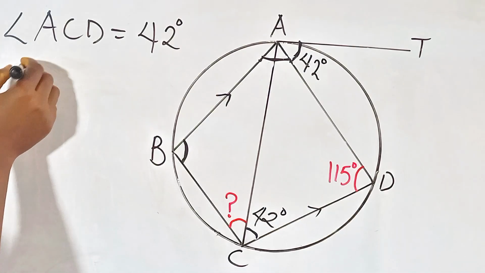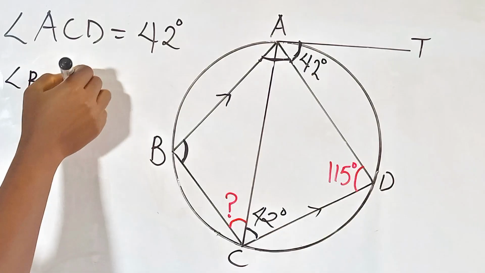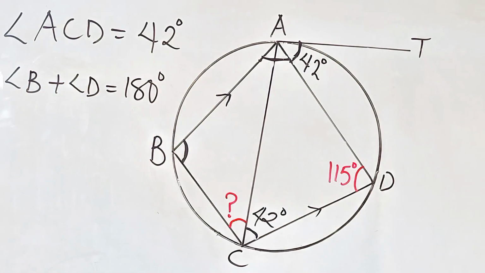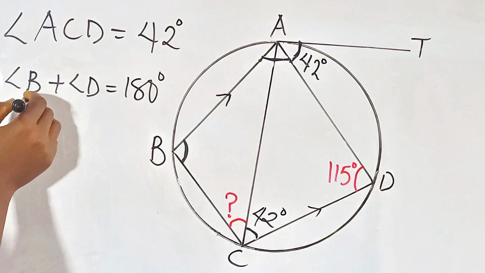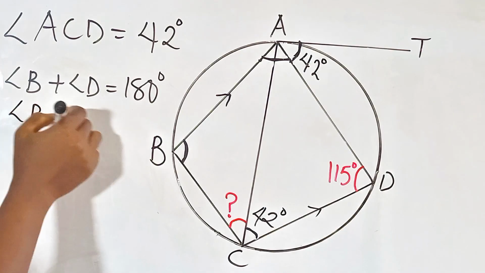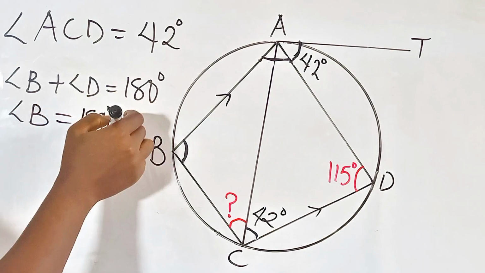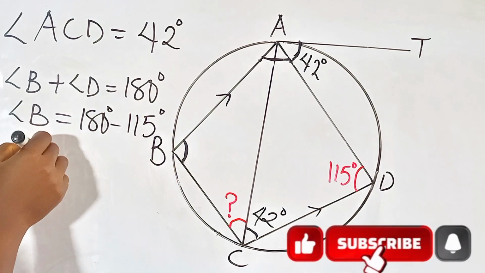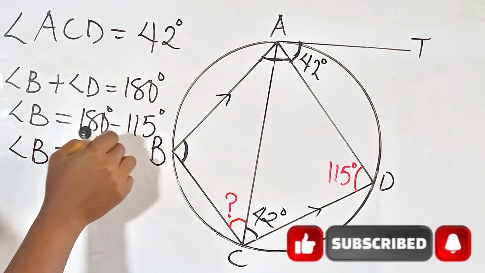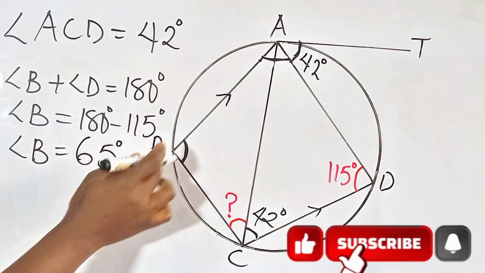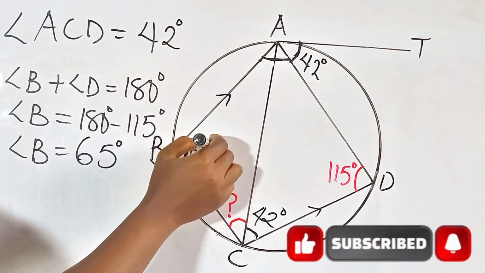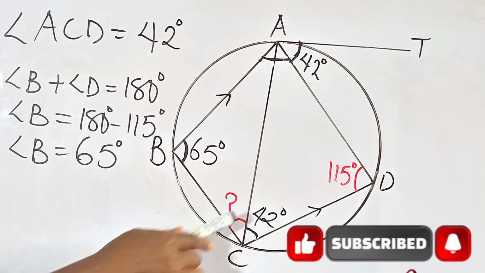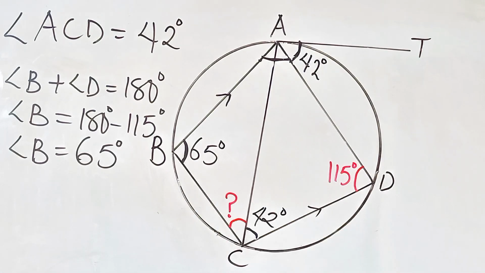So we're going to have angle B plus angle D to be equal to 180 degrees, right? So angle B will be equal to 180 degrees minus 115 degrees. So angle B therefore is equal to 65 degrees. So we have this opposite angle to be equal to 65 degrees. We are one step closer to finding this missing angle.